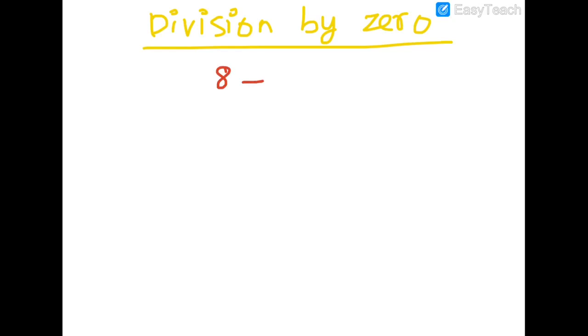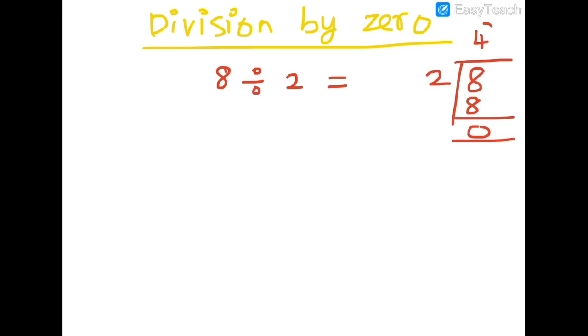8 divided by 2. What will you do? You write 8 first and then 2. How many 2s make 8? 4 twos are 8. So 8 minus 8 is 0, and the quotient will be 4. Now I will say one method: division by a number means subtracting the same number repeatedly. Follow that procedure and find the answer, and see whether the same answer comes or not.